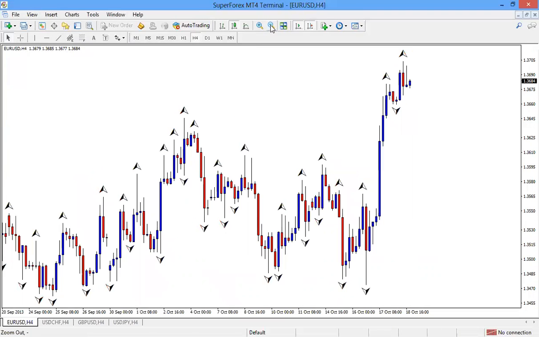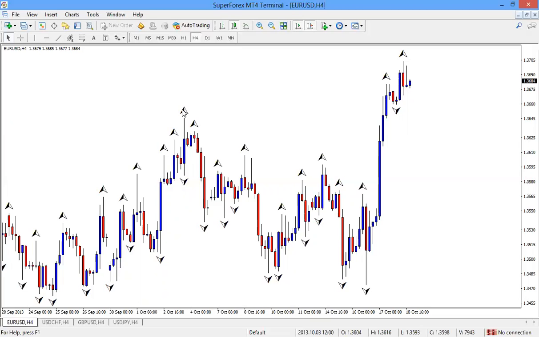Right. So, do you see the beginning of this fractal? These arrows are the fractals. Can you see them? Do you notice that whenever the market is turning around, a fractal appears? If it is going down, a fractal appears pointing up. If it is going up, a fractal appears pointing down. Do you see that?